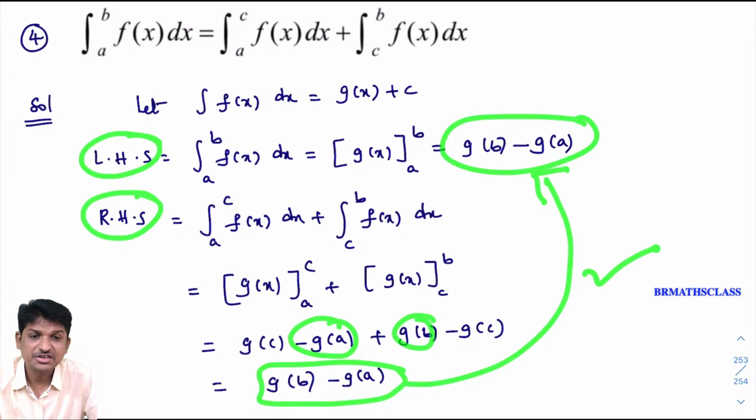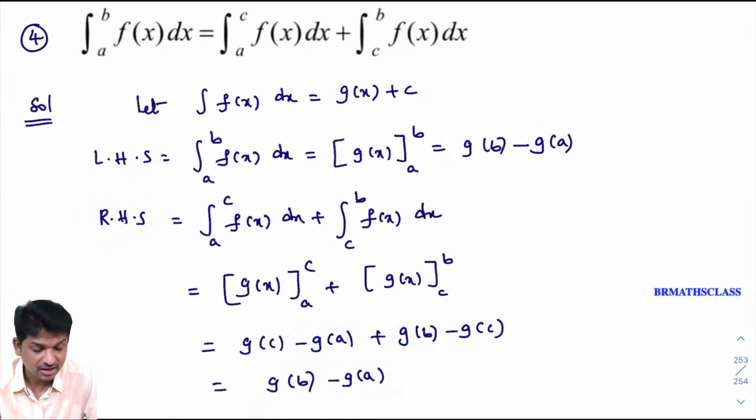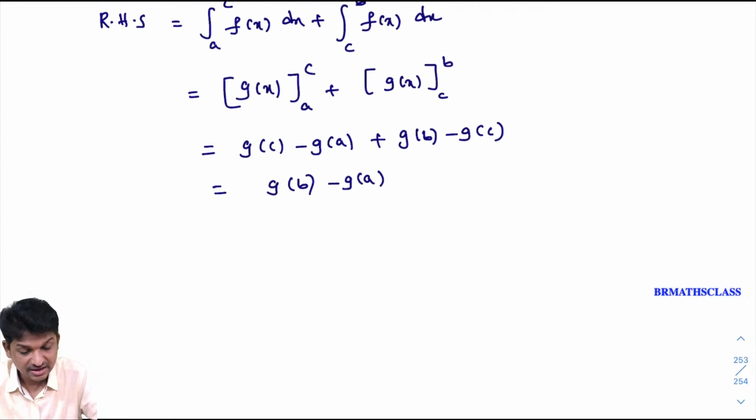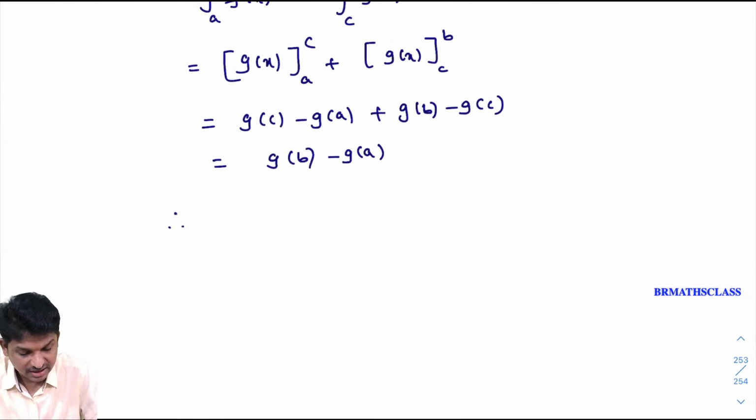The C value must be in between A and B. That's it. Other than that, no limitations are there. Okay. So LHS is same as RHS. So I'll write here, therefore LHS equal to RHS.